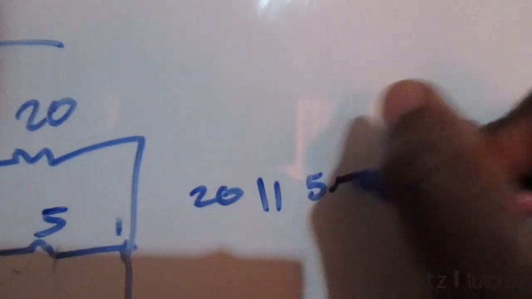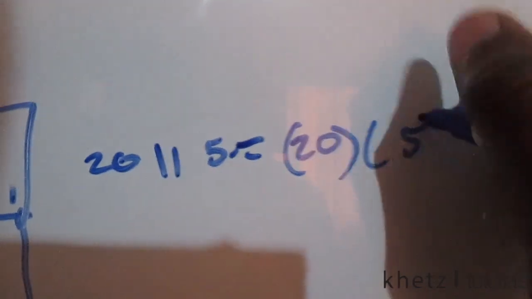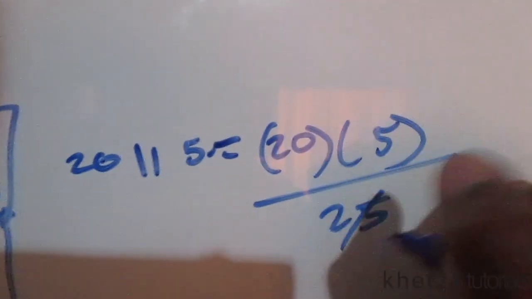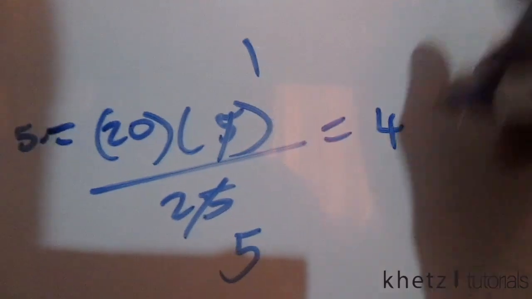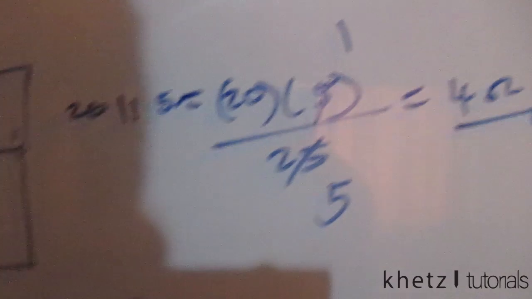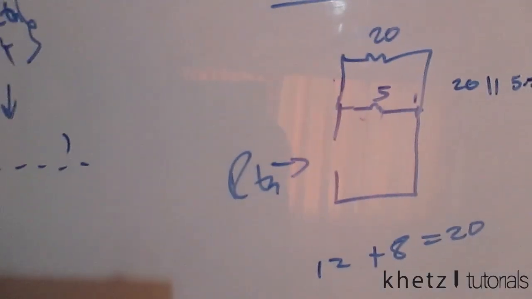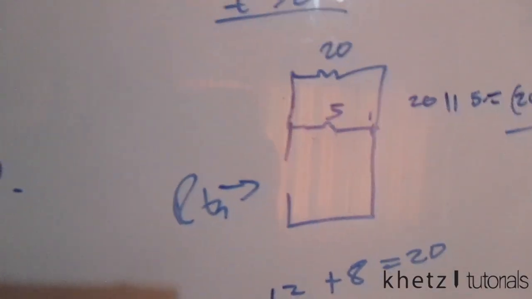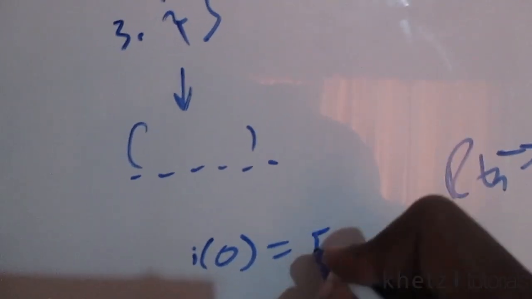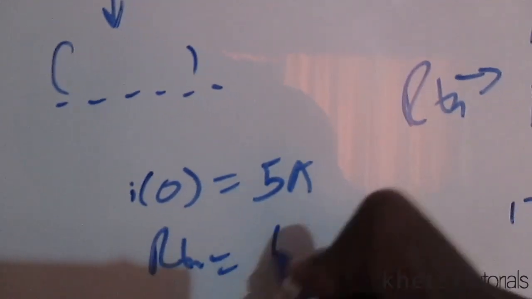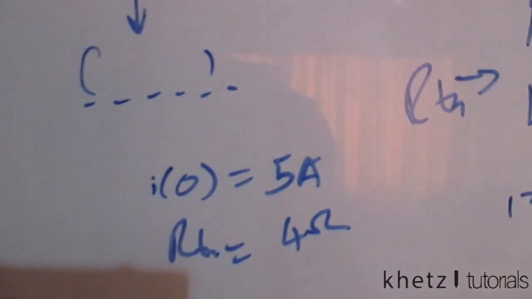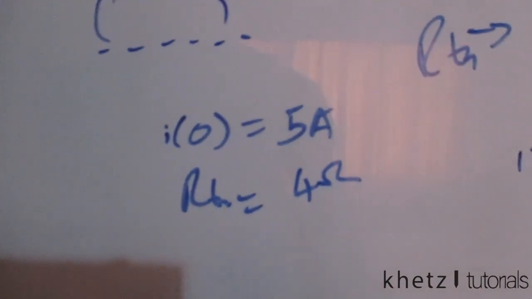20 in parallel with 5 gives us 20 multiplied by 5 divided by 20 plus 5, which is 25. Dividing that, we have 5, and 5 into 20 is 4. So our R_TH is 4 ohms, and that is part of our list, so we tick that off as well. Now I have our initial condition of 5 amperes, and our R_TH of 4 ohms. Now we're left with finding our time constant, which is the last point.